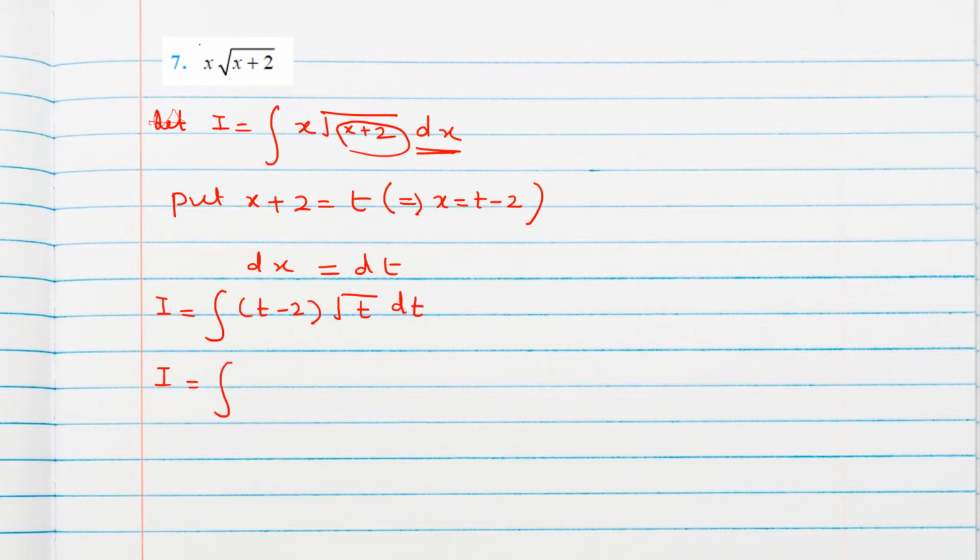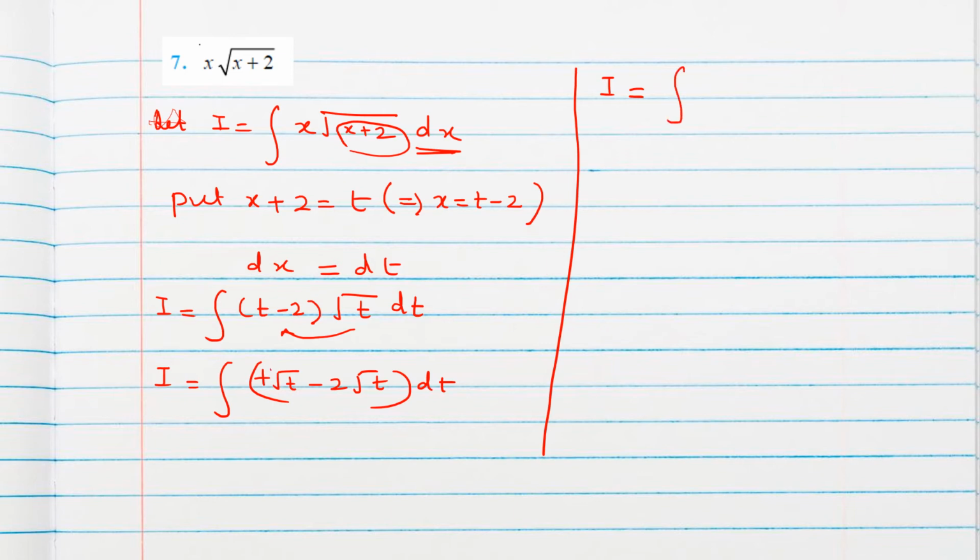Now this root t term we can multiply with each of the terms inside. See, this is 1 power and half power. So using the indices rule we can write t power 3 by 2. And here t is root, so half. Now we can separate the integral: t power 3 by 2 dt minus 2 times t power half dt.